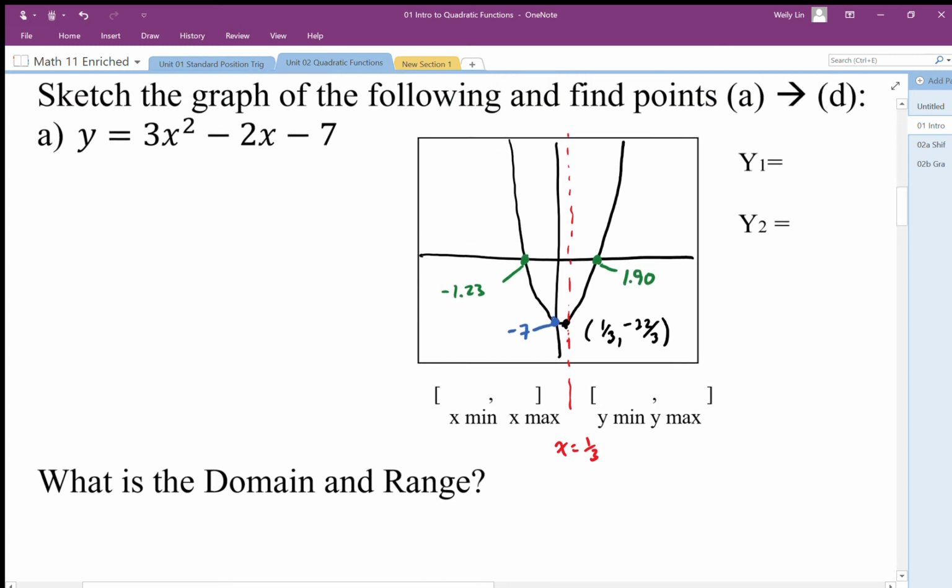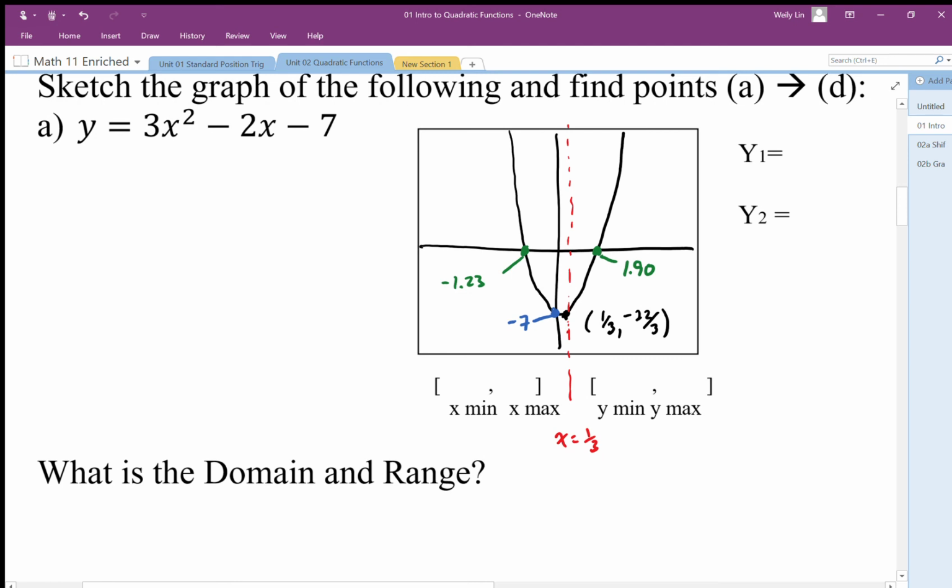The last thing here is the domain and range. The domain of a quadratic function is what we can substitute for x, and basically any number goes. So the domain of this function is x is all real numbers. We can write it in interval notation like this, from negative infinity to positive infinity. This is what we call interval notation. These mean the same thing.